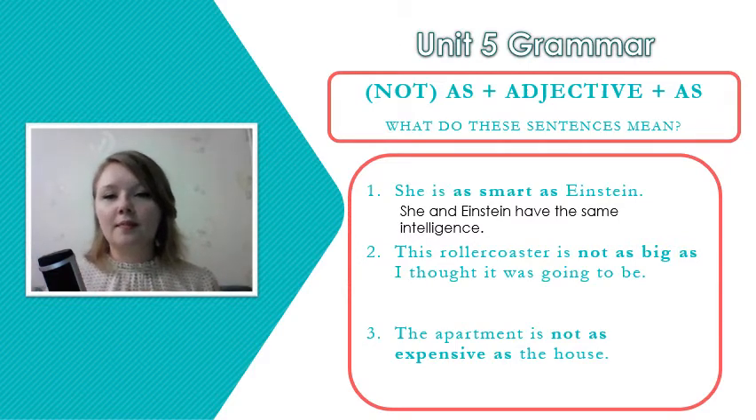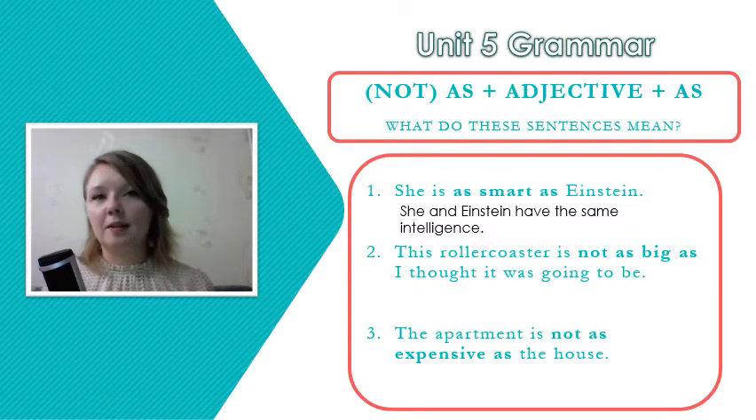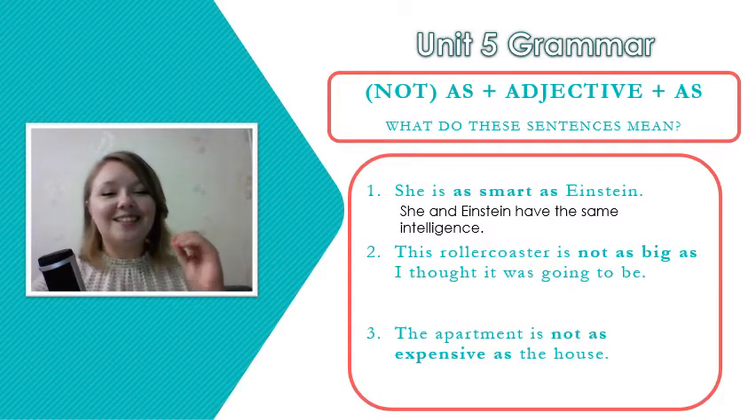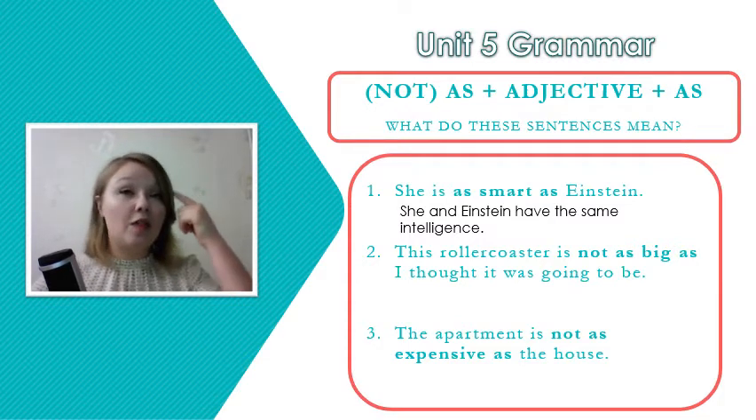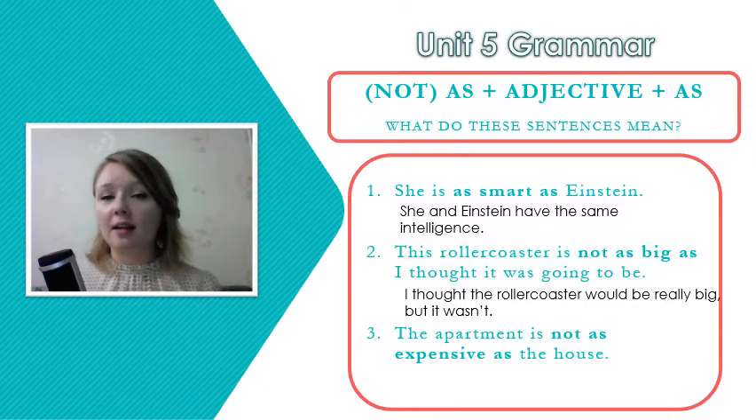Number 2, this roller coaster is not as big as I thought it was going to be. Do you remember the example from the grammar video about a movie? This has a similar meaning. If it is not as big as I thought it was going to be, this means I thought the roller coaster would be really big, but it wasn't.